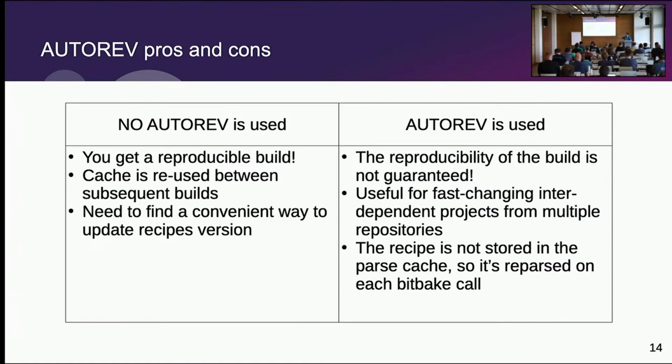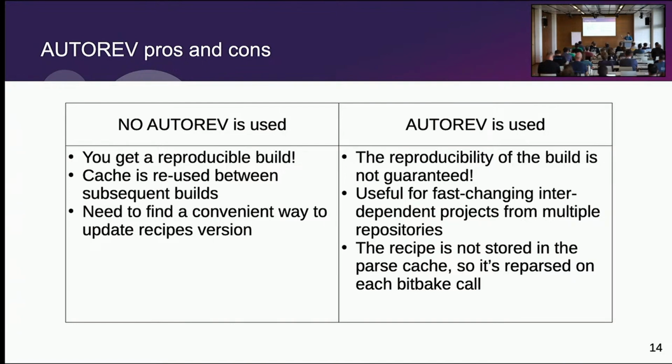But the downside, when you have a fast development environment, when you develop something and you need a lot of changes, you need to find a nice way to update the recipe information, because otherwise you're always behind. So when AUTOREV is used, no reproducible builds anymore. When you build something once, in a few hours, you can end up with some more information in your master branch, if you use Git, for example.